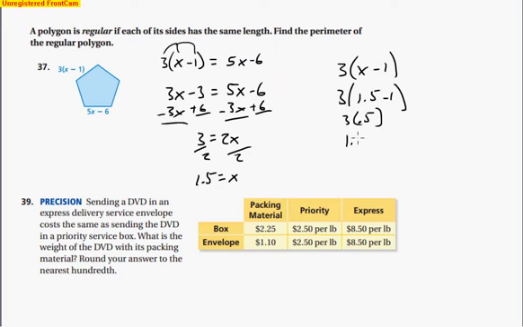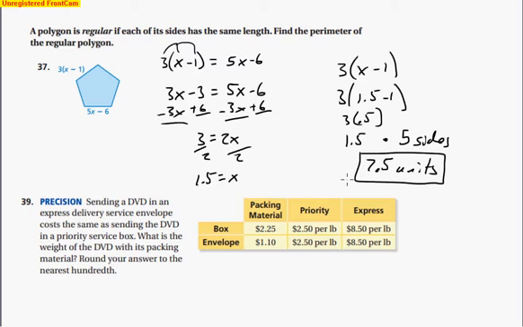But that's just one side. Now I have to multiply by 5 sides. So 1 5/10 times 5 gives me 7.5 units. I don't know what the units are, but we'll just say 7.5 units.